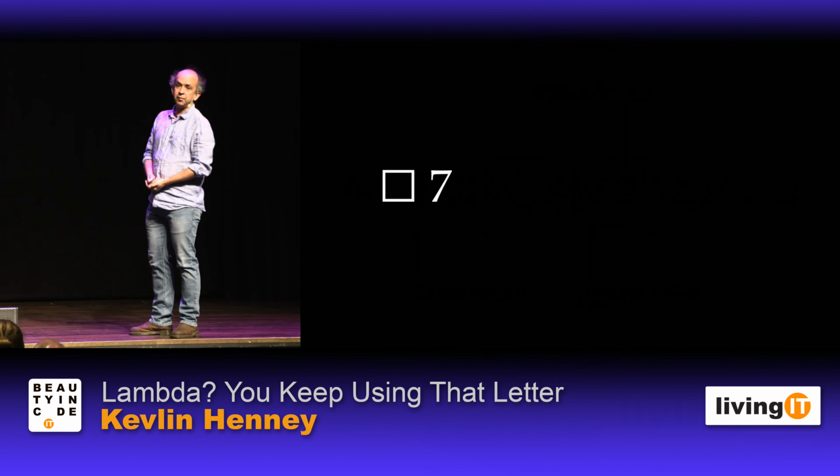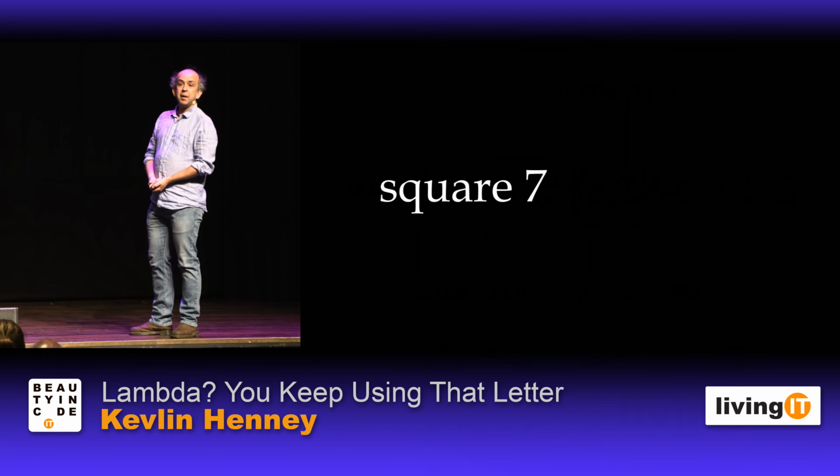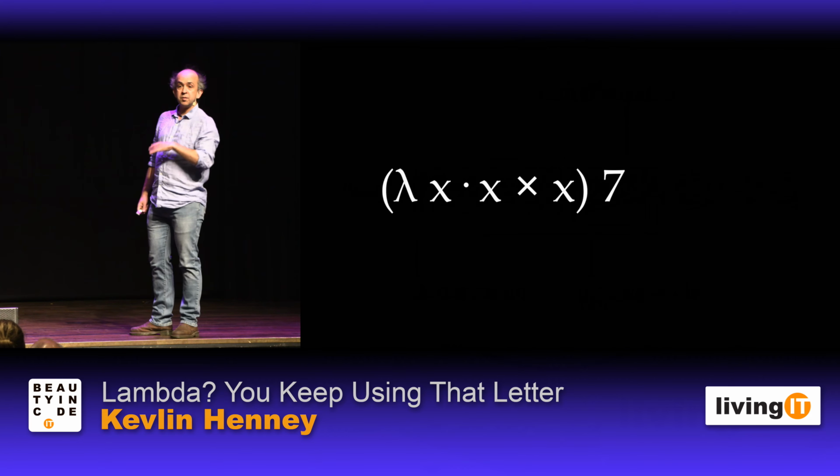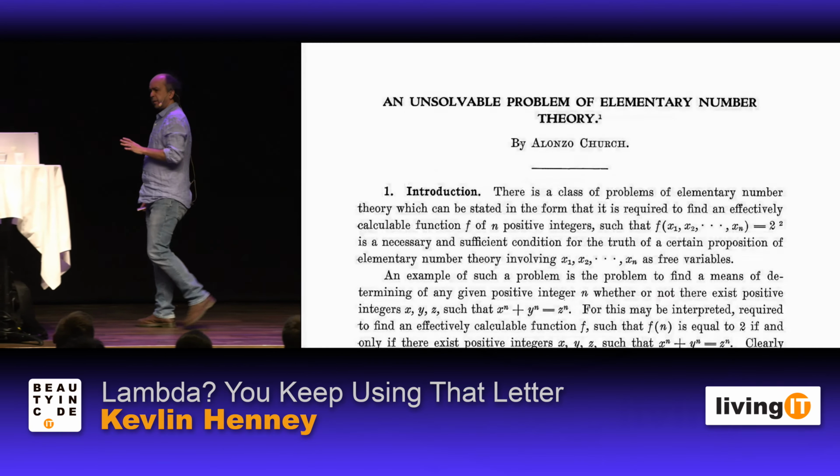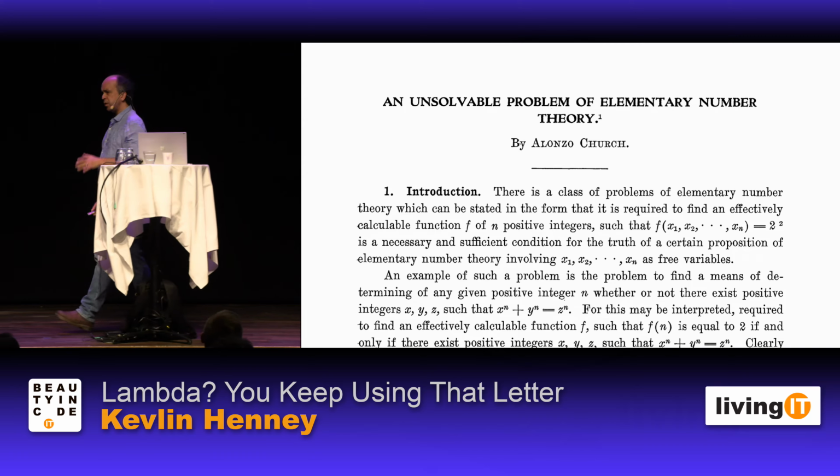And it turns out you can apply it. There you go, that's a square of 7. I can easily replace it with that or replace it with this. These are all equivalent statements. They are identical. Now, let's go back to this, an unsolvable problem of number theory.